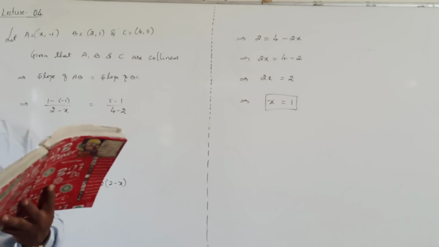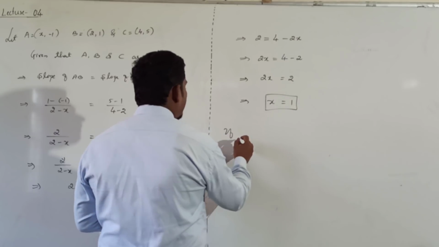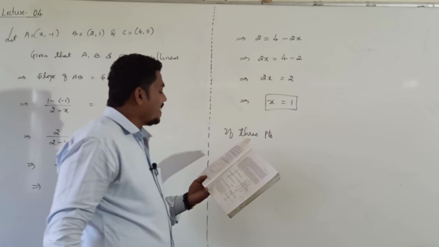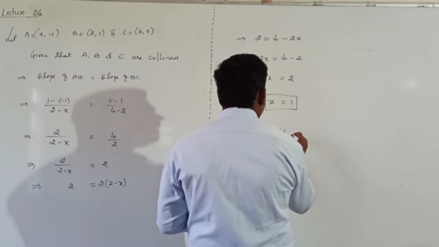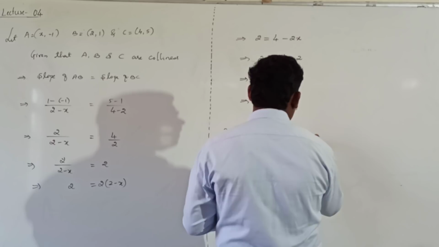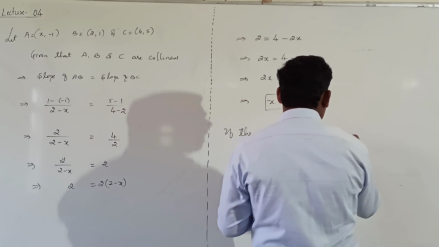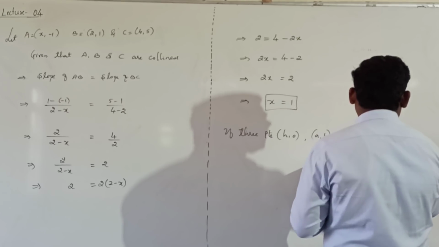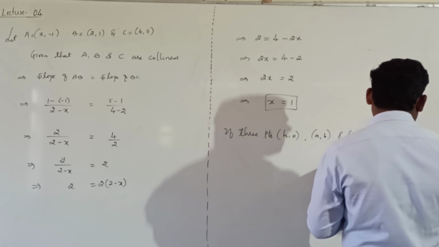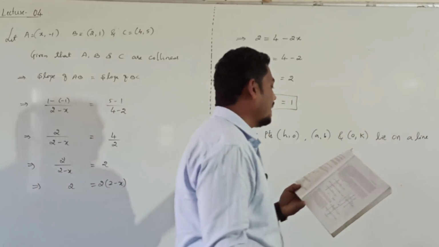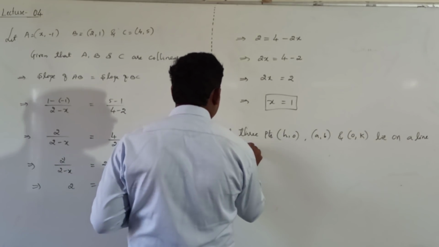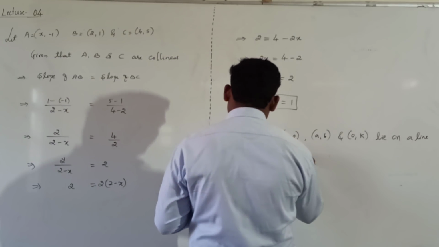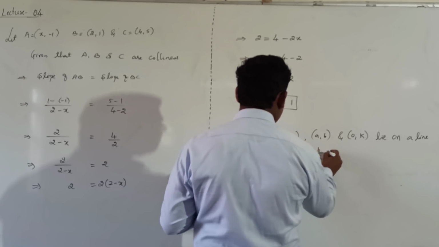Next problem: if 3 points (h, 0), (a, b) and (0, k) lie on a line, meaning on a straight line, show that a by h plus b by k is equal to 1.